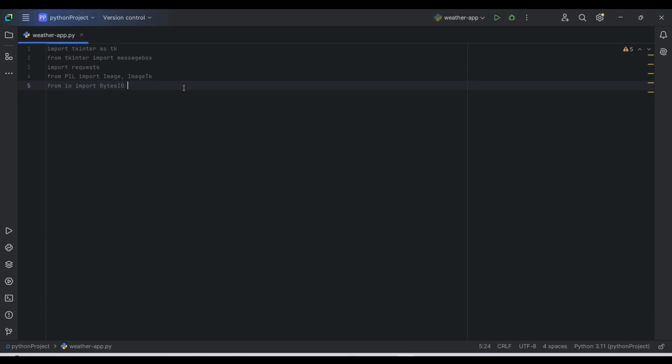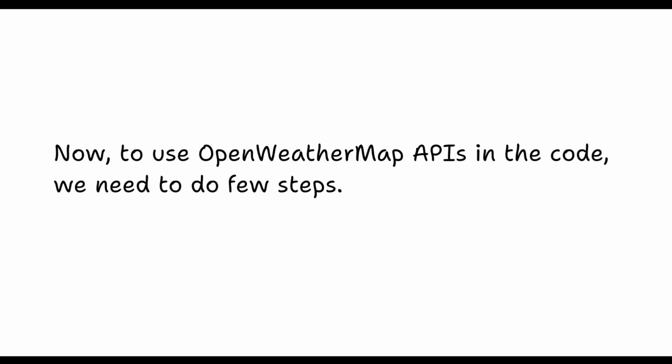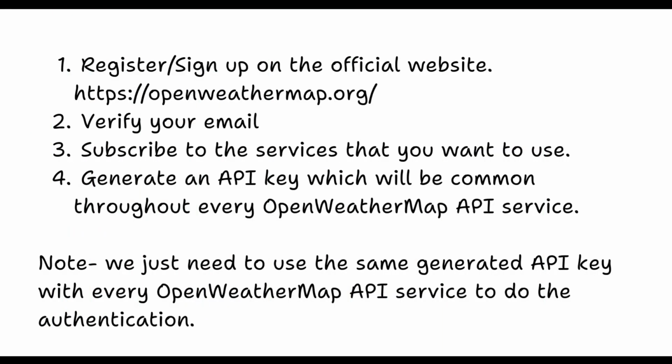Alright, now let's talk about the OpenWeatherMap API. If you want to use the OpenWeatherMap API, we need to do a few steps. First, you need to register on the official website. Then you need to verify the email on which you have registered. Then you need to subscribe to the services, generate an API key, and use the same generated API key with every API service for authentication. So yeah, that is a must, and keep that in mind.